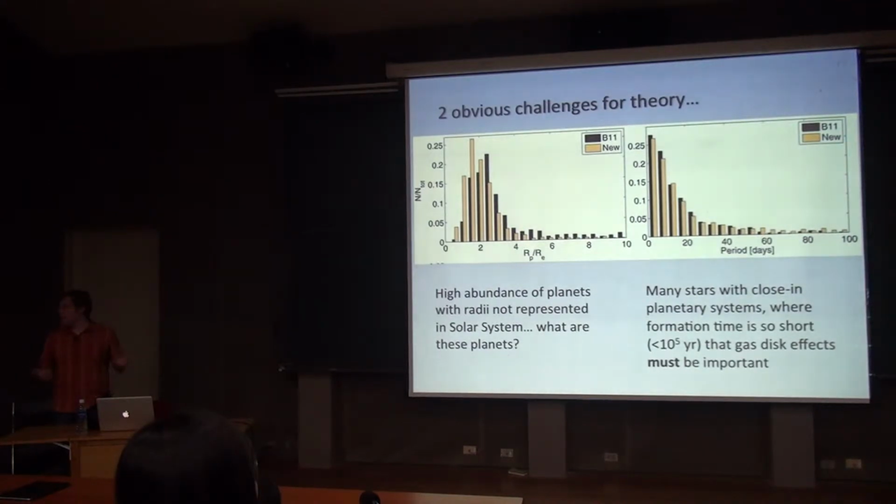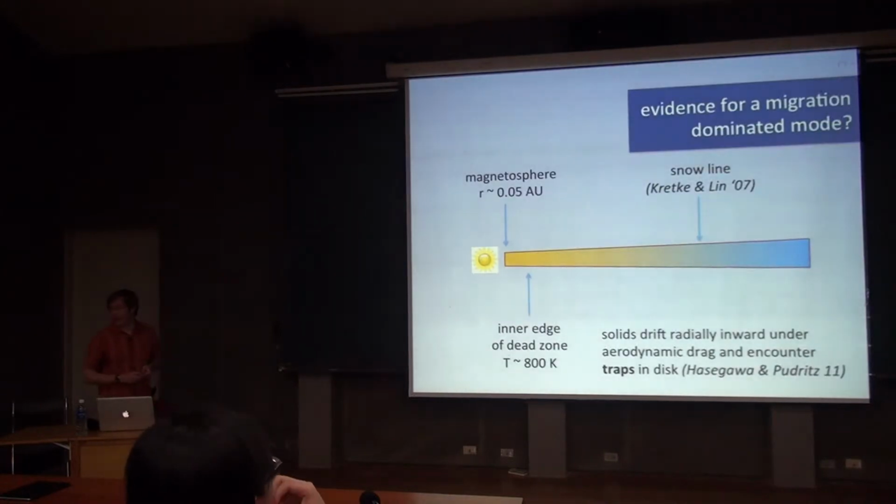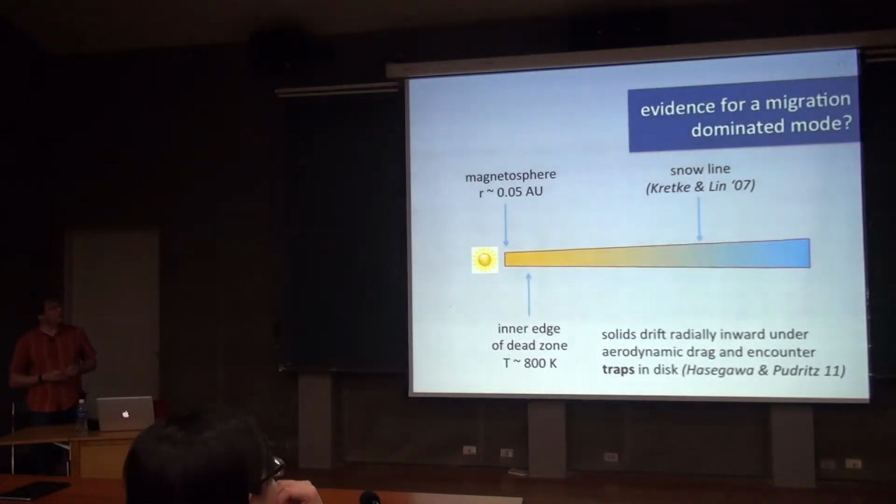So somehow these Kepler planetary systems really must have formed in some different mode from what we see in the solar system. We don't know how that happens. Let me just briefly describe my favorite model for this.